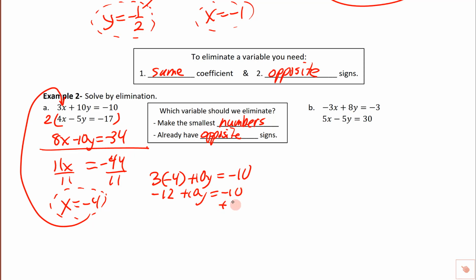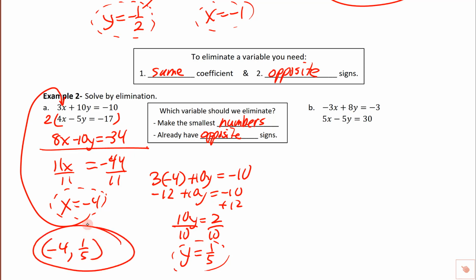We're going to add 12, so this is 10y equals 2, and we're going to divide by 10, so we get y equals, let's reduce this, 1/5, and there's the other part of the answer. So now all I have to do is write this down as an ordered pair: negative 4 comma 1/5, put it in parentheses, circle it, and we're done. So you can see that even when we get some ugly numbers for answers like that 1/5, it's still relatively easy to work with and get an answer.